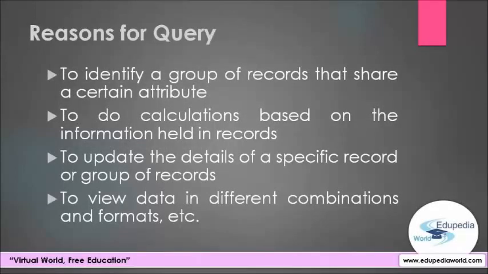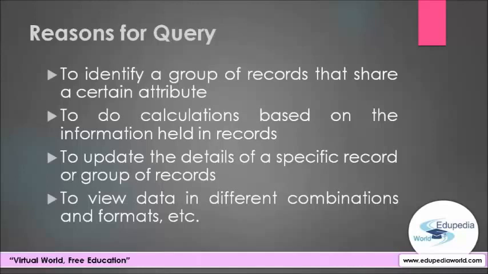It might be to identify a group of records that share a certain attribute. If I take an example from the student school context, to identify a list of students who obtained marks above 50. Or else it might be to do calculations based on the information held in records, for example, to identify the average mark of the class. In order to calculate that, you need all the marks obtained by the students stored in the database.